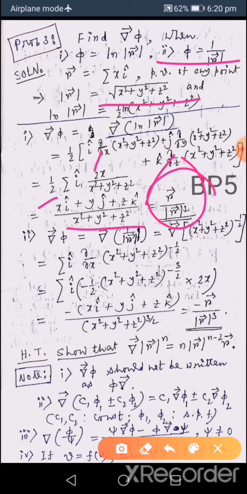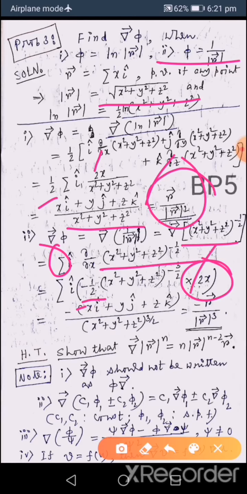So 1 by mod r equal to x square plus y square plus z square to the power minus half. So del phi means del of x square plus y square plus z square to the power minus half. So summation i del by del x of the same quantity, partial derivative with respect to x, taking only the first term and putting a summation sign at the beginning. We have, after differentiating with respect to x, minus half x square plus y square plus z square to the power minus 3 by 2 into twice x.